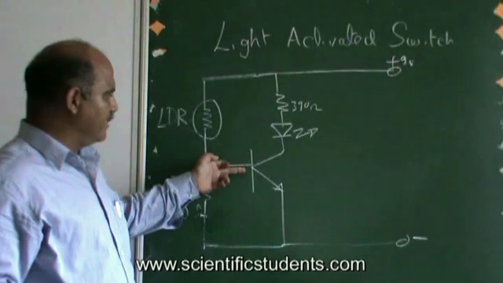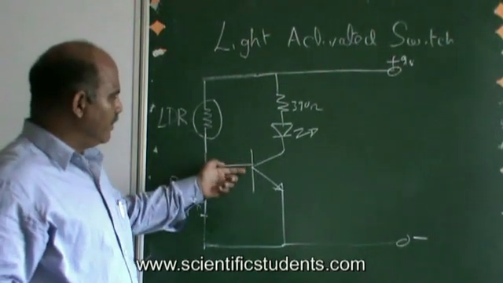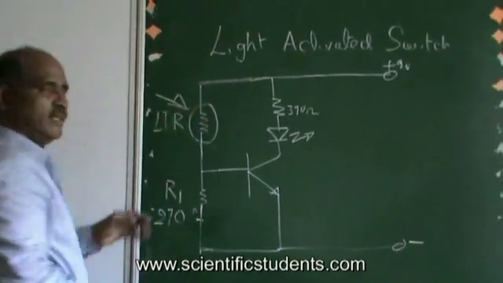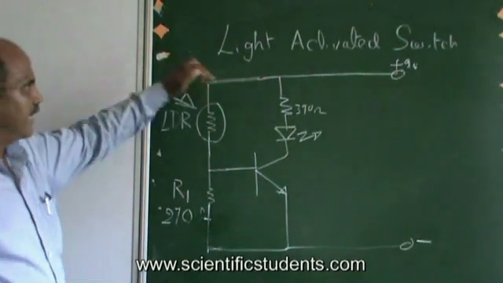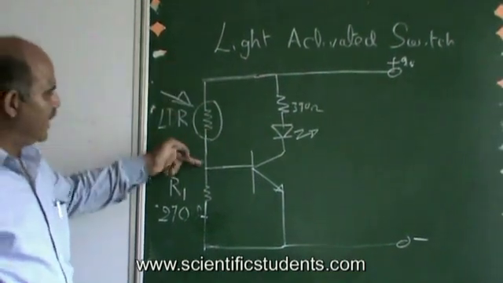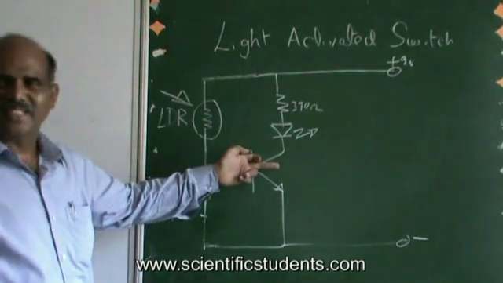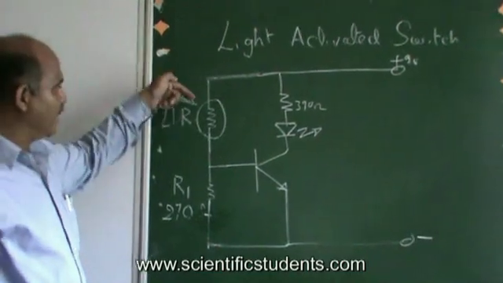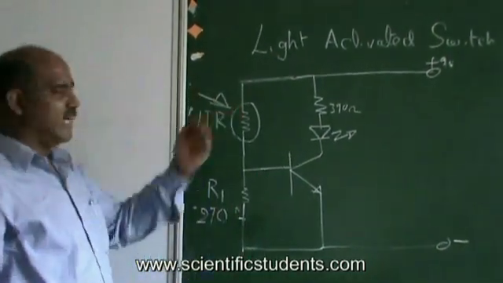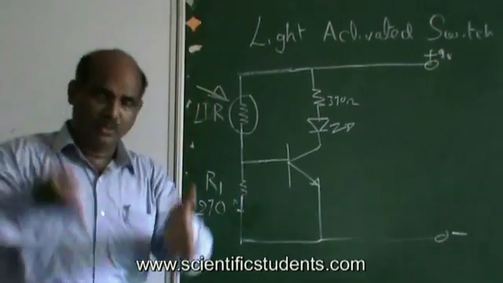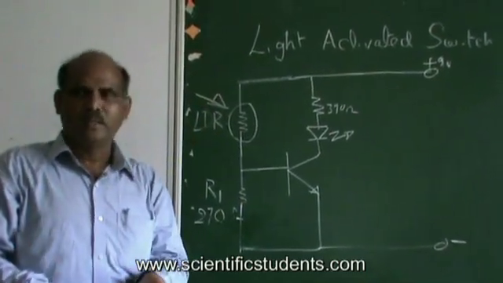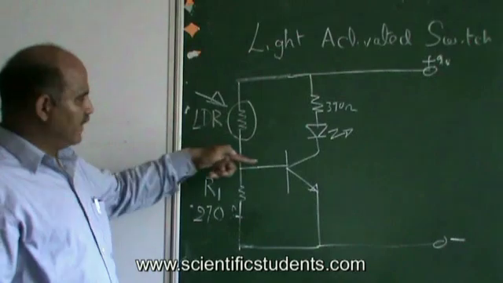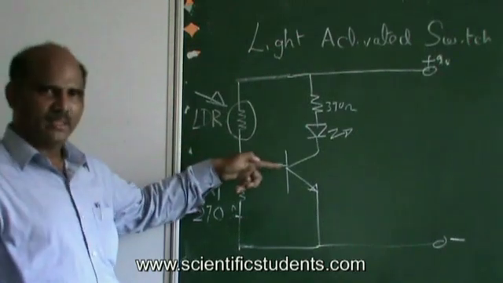When the base drive is given, then only it is on. The base drive will be given only when light rays are falling on it. Though the 9 volt is there, it will not come here and drive this transistor because the light rays are not falling. If light rays are falling, then the resistance of the LDR comes from a few mega ohms to a few ohms, like 10 ohms. Then only the 9 volt signal will go here to drive the base.